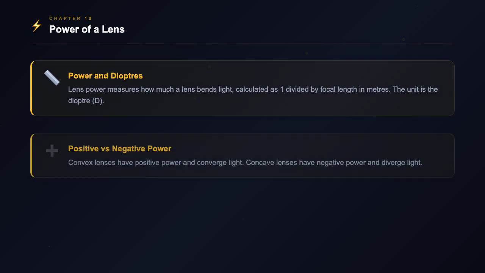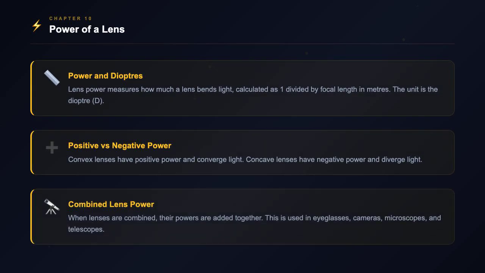The power of a lens describes how much it bends light. It's calculated by taking 1 divided by the focal length in meters. The unit of measurement is called the diopter. 1 diopter equals a lens with a 1 meter focal length. Convex lenses have positive power, converging light. Concave lenses have negative power, diverging light.